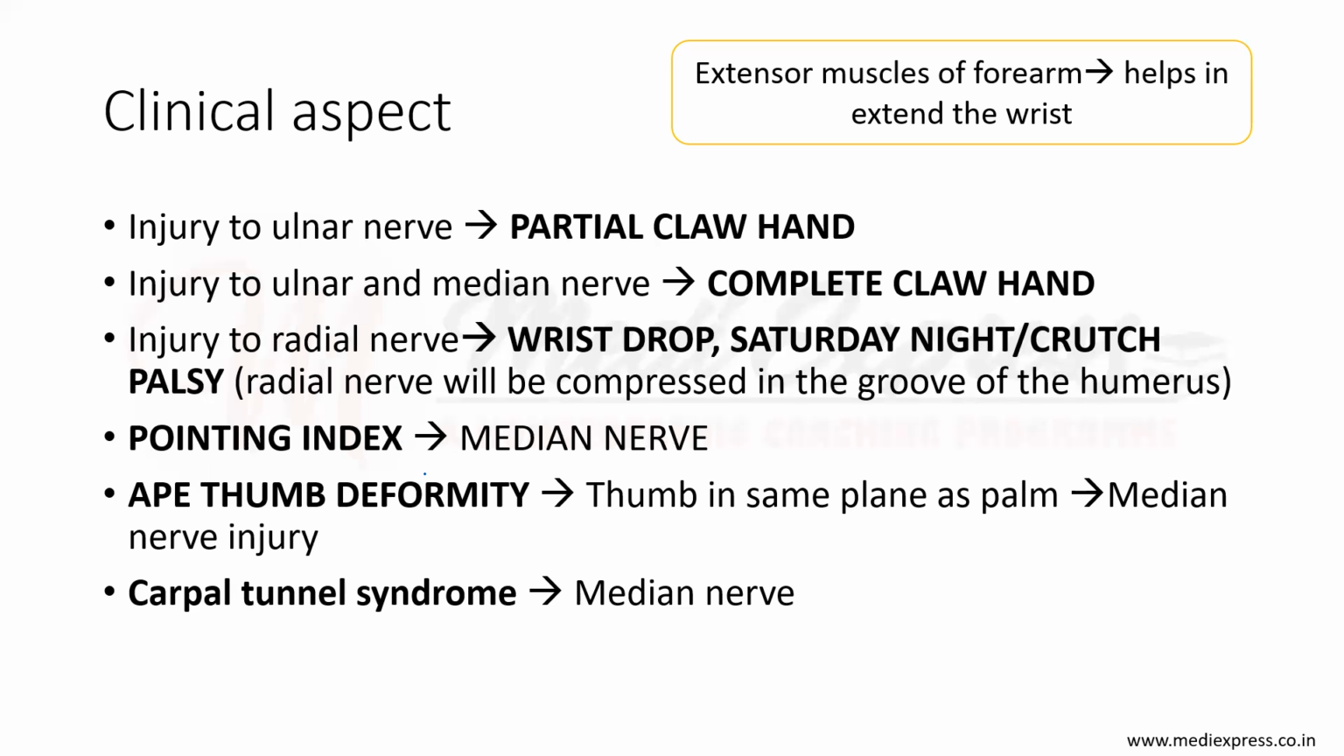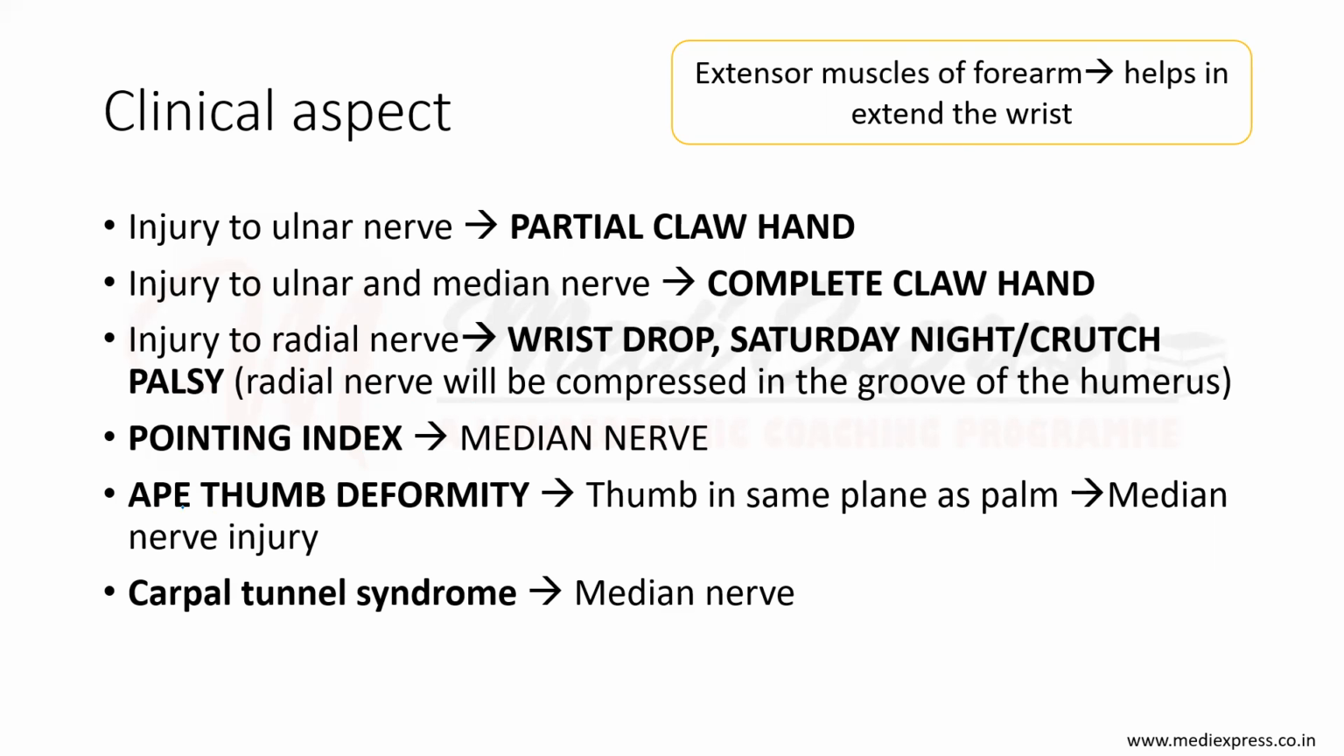The next one is pointing index. What happens here is when there is an injury to the median nerve alone. How do we point a finger? Now we know the median nerve supplies the thenar muscles, right? So at that point of time, the index finger will not have a problem, but the other fingers will be in a flexed position. That's why we have a pointing index finger.